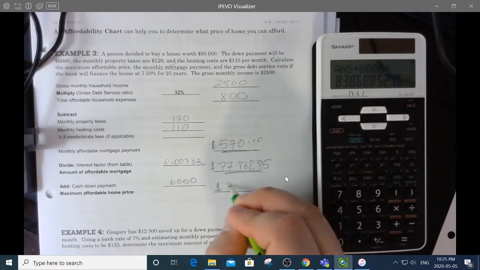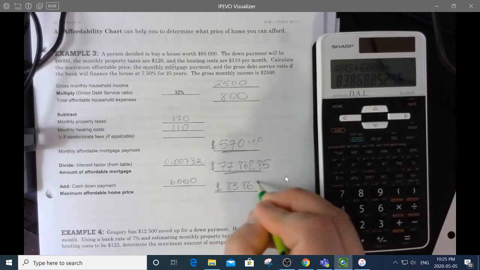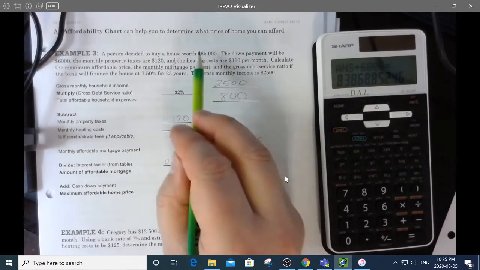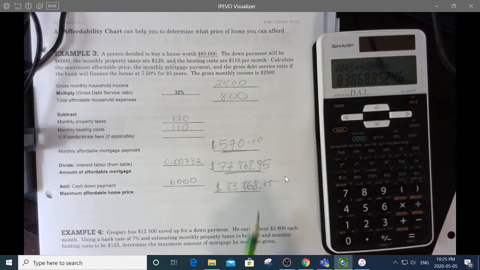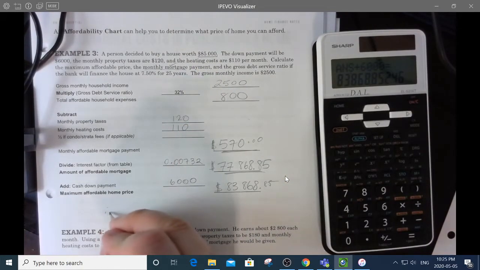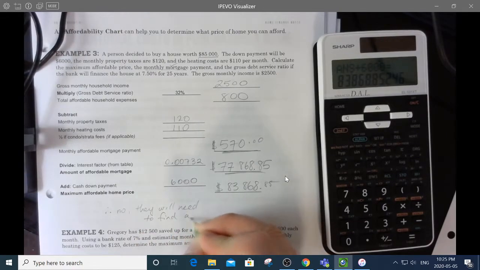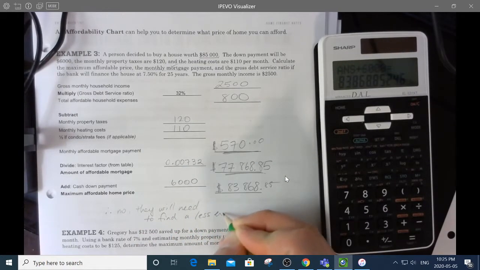So that'd be $83,868.85. And so in this case, they are looking to try to buy a house worth $85,000, so they're just short. Therefore, no, they will need to find a less expensive house.